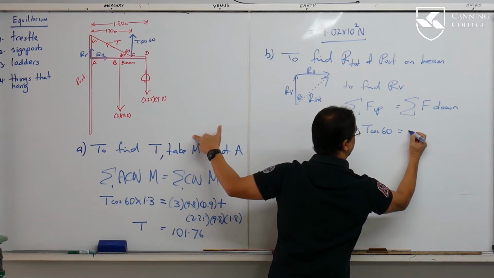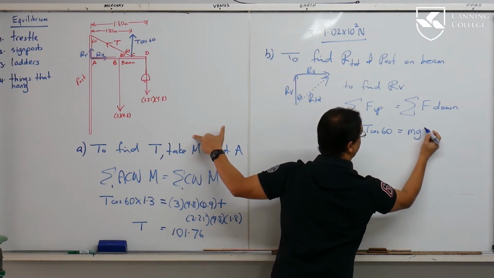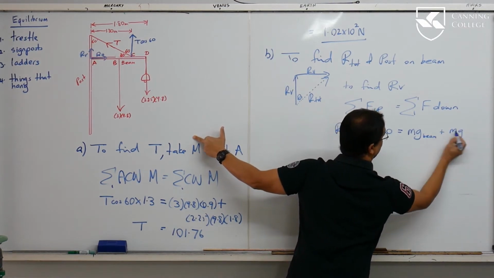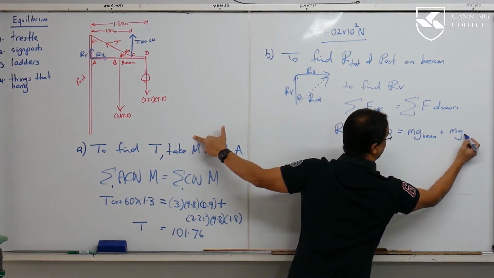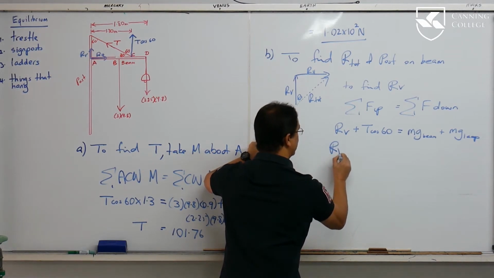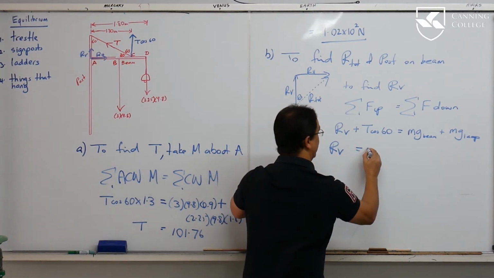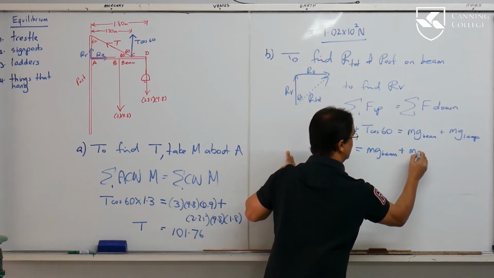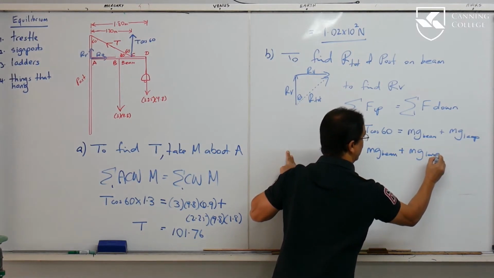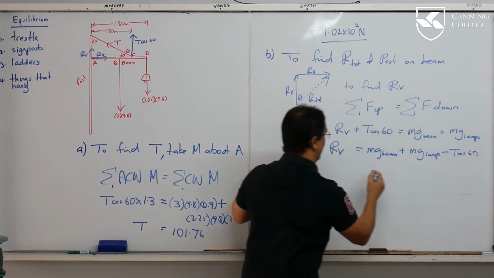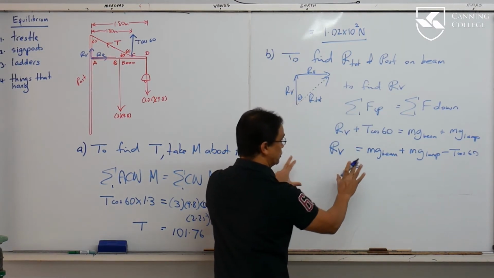Let's just keep these as variables at the moment. The weight of the beam plus the weight of the lamp. Okay, now let's fill in our information. We can see straight away that RV is going to be equal to, in fact, let's rearrange first, mg of the beam plus mg of the lamp, subtract T cosine 60. I think I'm going to run out of space here, so I'm going to start writing a bit smaller.